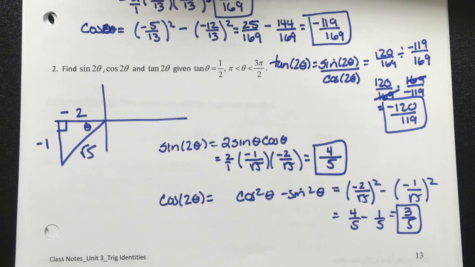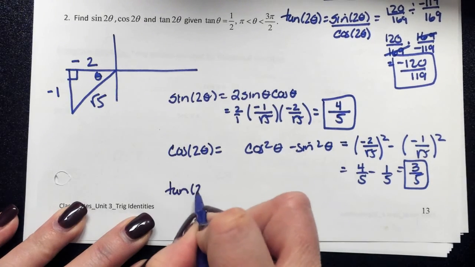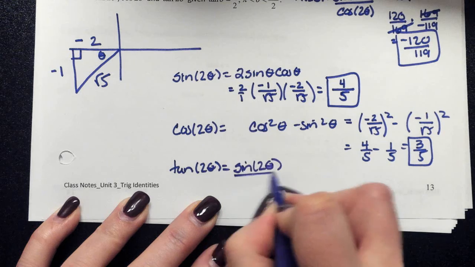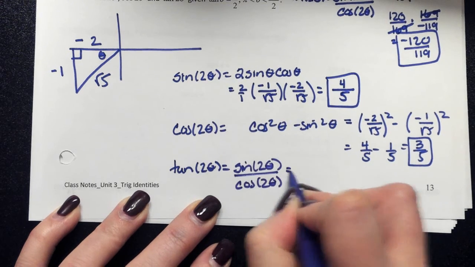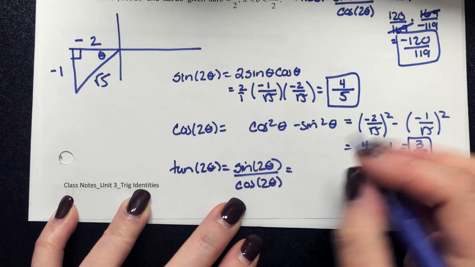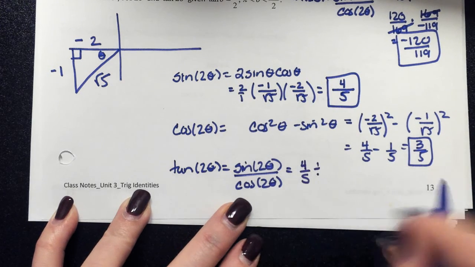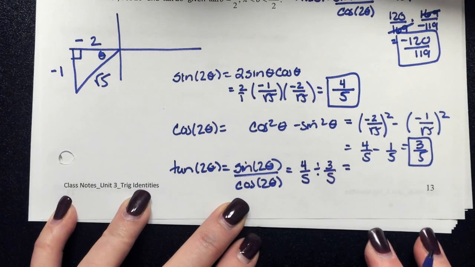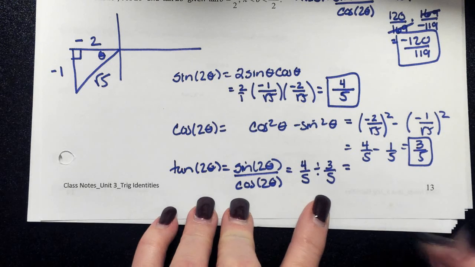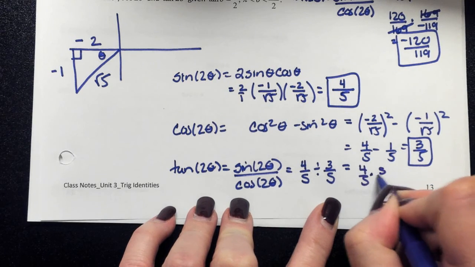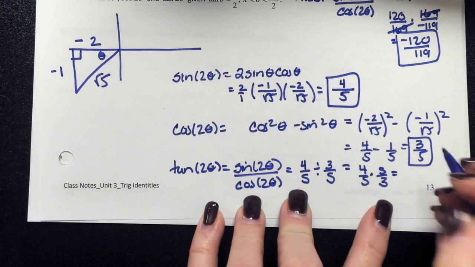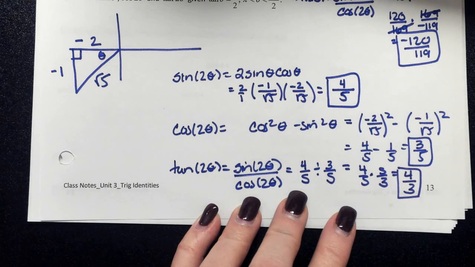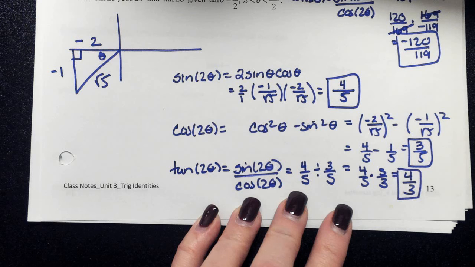Now remember, the tangent double angle, I'm simply going to take the sine of 2 theta and divide it by the cosine of 2 theta. So remember, I found the sine of 2 theta to be 4/5. I need to divide it by the cosine ratio, which is 3/5. So again, how do I divide fractions? I'm simply going to multiply by the reciprocal. So 4/5 times 5/3 is going to give me a 4/3. So any questions on the sine or cosine or tangent double angle formulas?